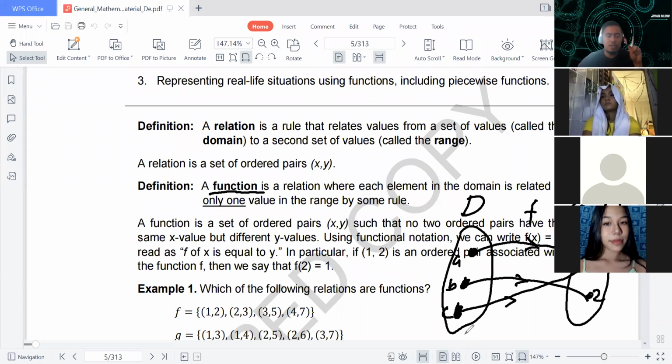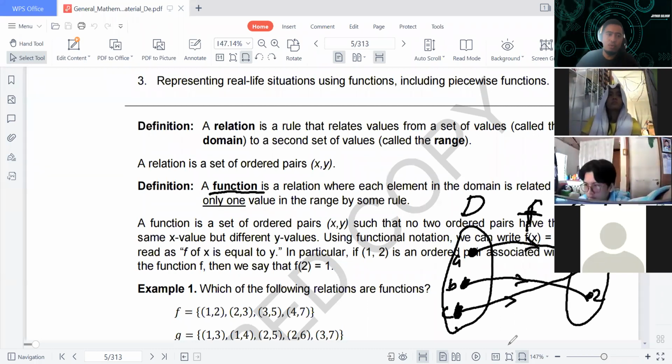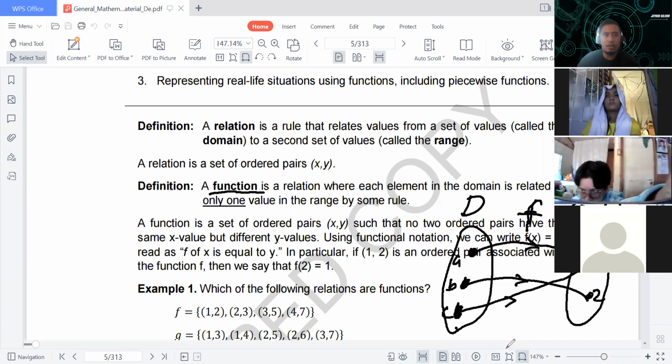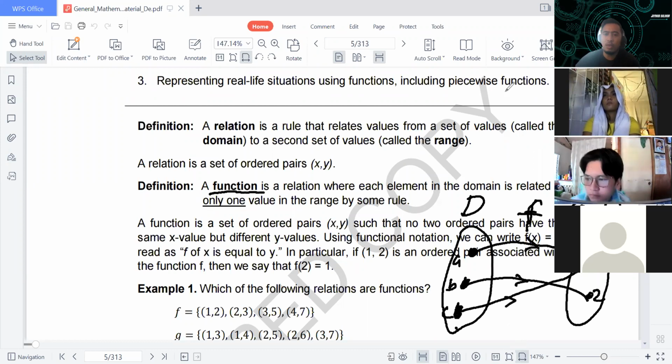Second condition of being a function. Aside from all being used, each element of the domain must have only one assignment. A must have only one assignment, B only one, and C only one. Understood? So this is a function. By the way, a function is commonly denoted by a small letter f, or if there are two or more functions, we will use another letter, say g, m, n. It's up to us which letter we use.